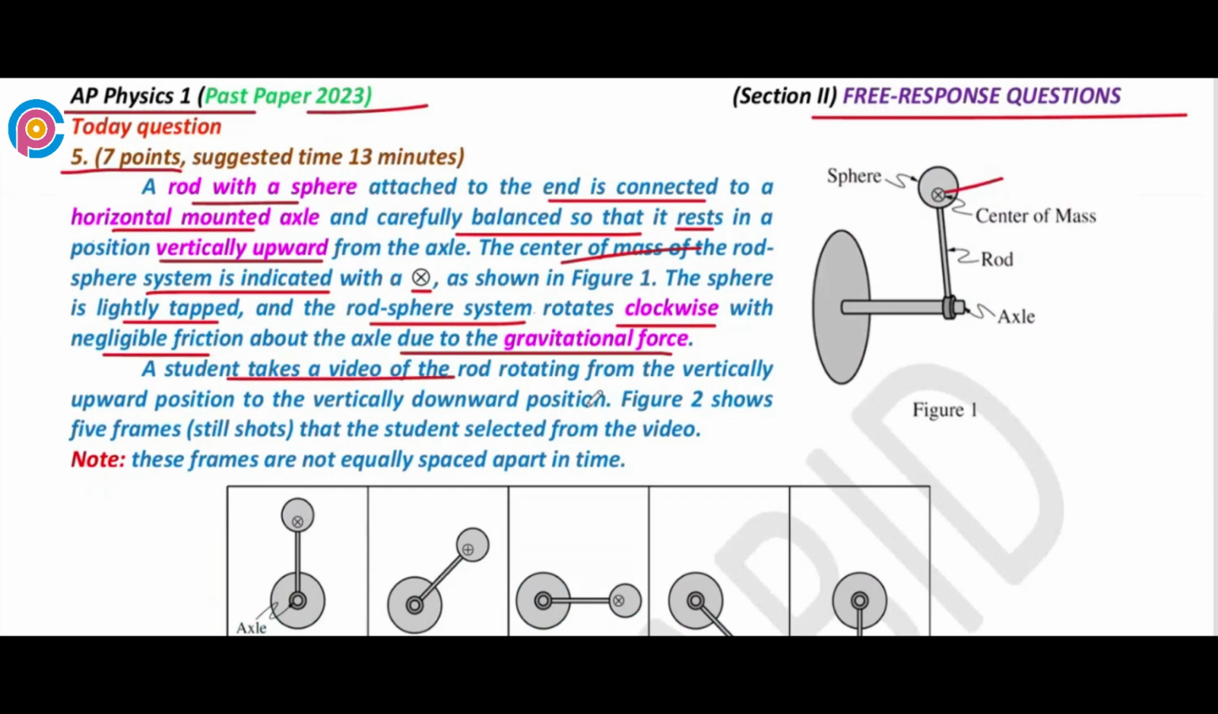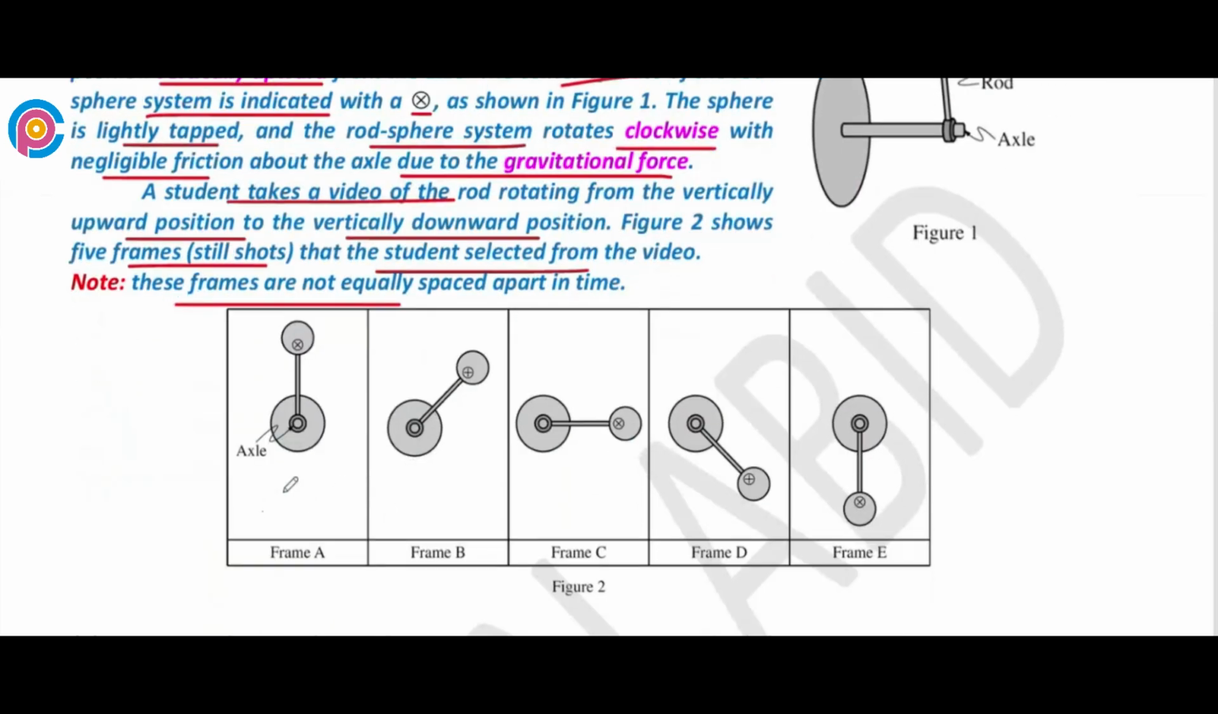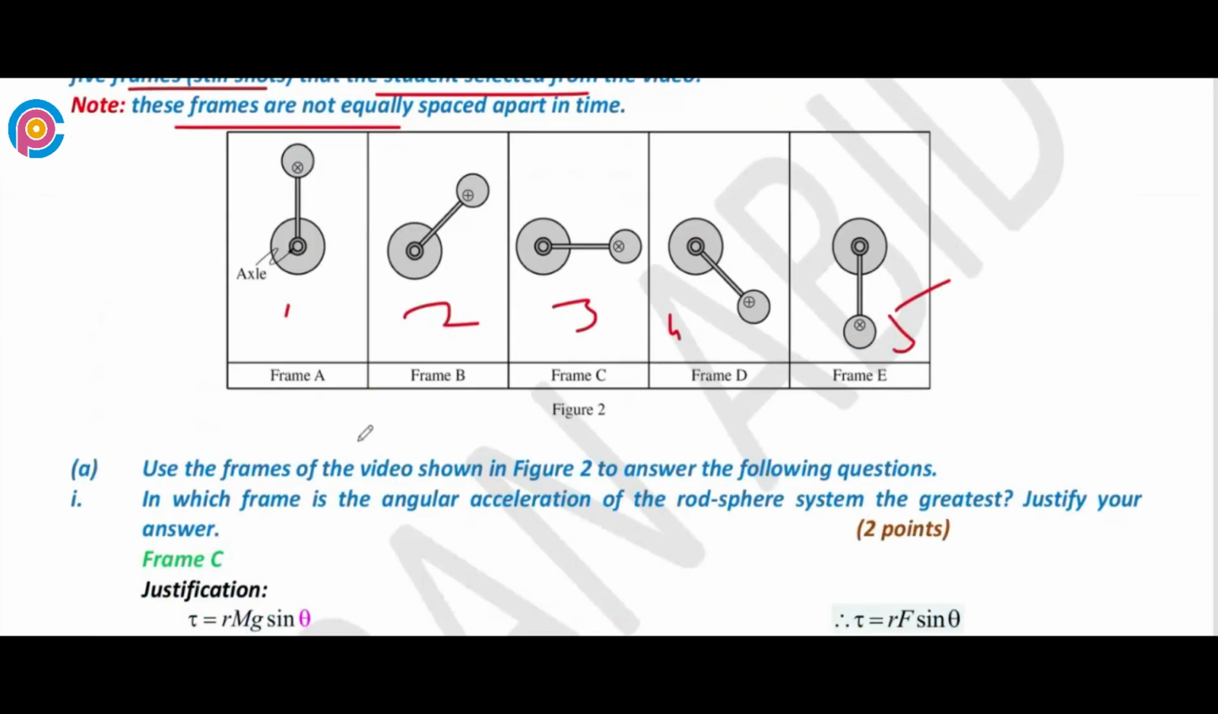The student takes a video of the rod rotating from the vertically upward position to the vertically downward position. Figure 2 shows the 5 frame still shots the student selected from the video. These frames are not equally spaced apart in time. Now this is the first, the second scenario, third, fourth, and the fifth, from the vertically up position to the vertically down position. Use the frames of video in the figure to answer the following questions.